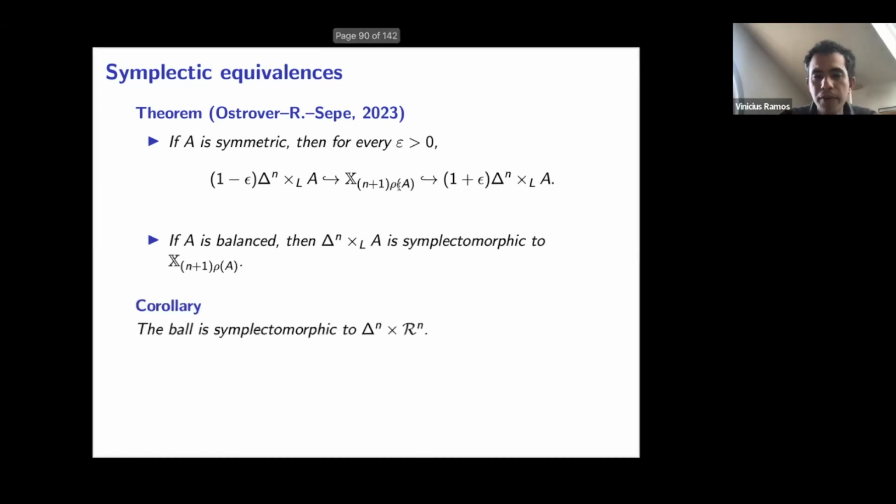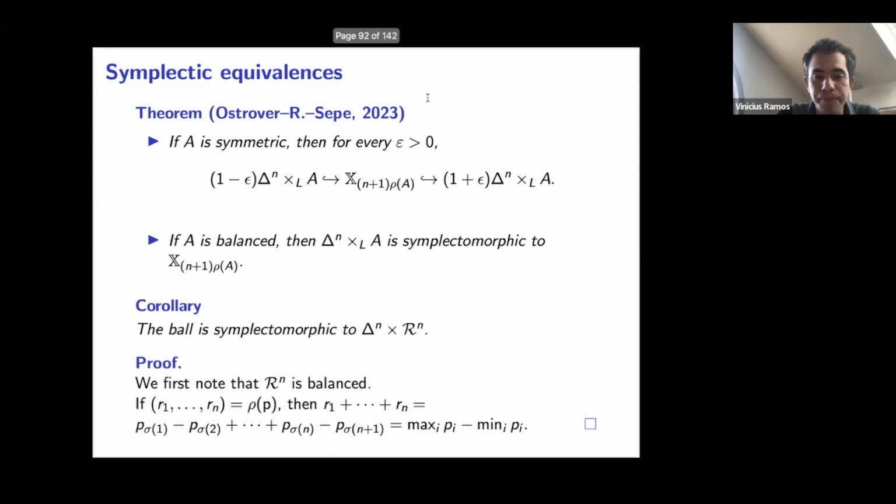Okay, so as a corollary of that, we can prove that the ball is symplectomorphic to the product of the simplex and this R^n. And the proof, if we believe the theorem, is very simple. The proof just has two little steps. The first one is to note that R^n is balanced. That's just because it's convex, so it is balanced.